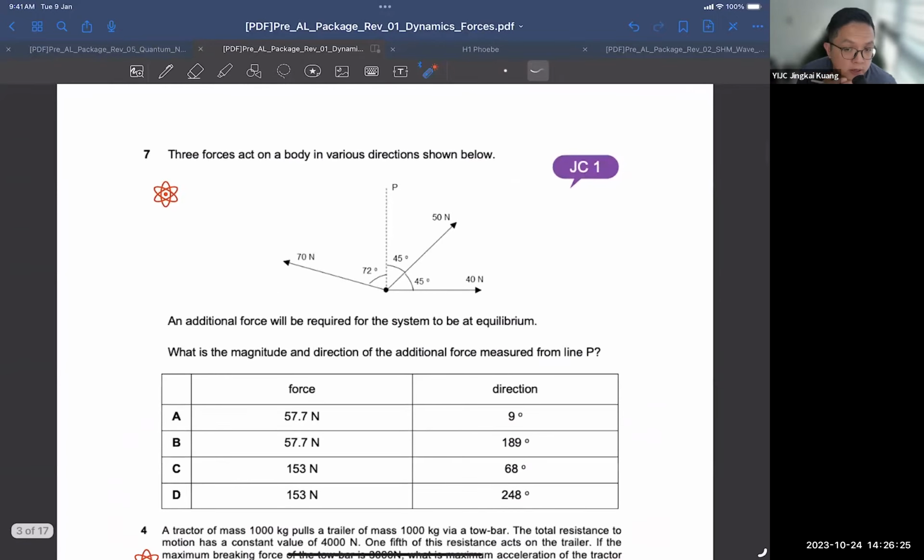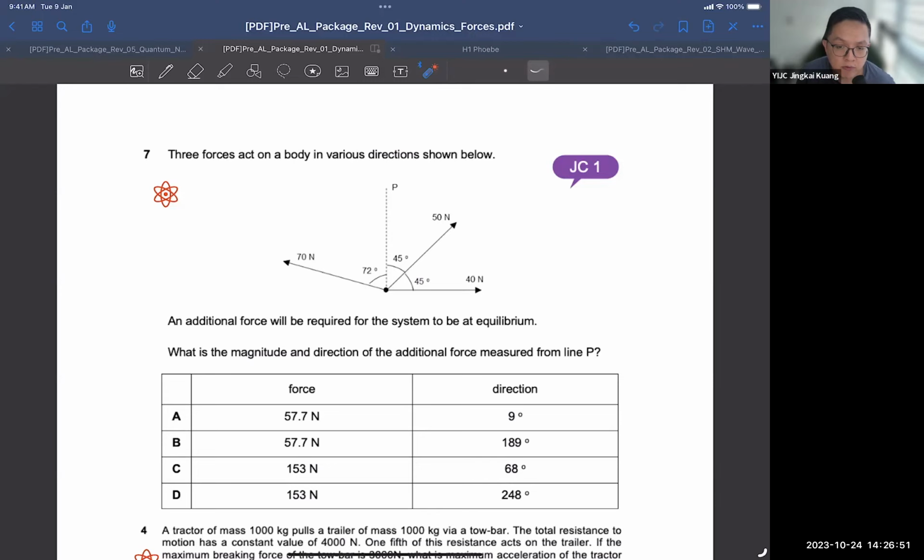Question 7 should be okay as well. Basically there are three forces there, and they will not cancel to give you 0. So we need to find the resultant force, then apply the fourth force in the opposite direction. I think if you can rule out some answers straight away, you can rule out options A and C quite quickly.